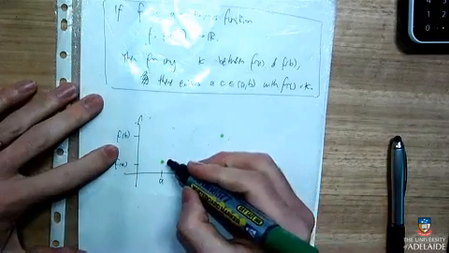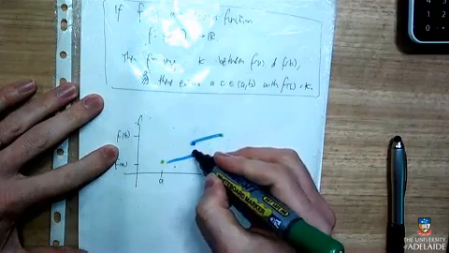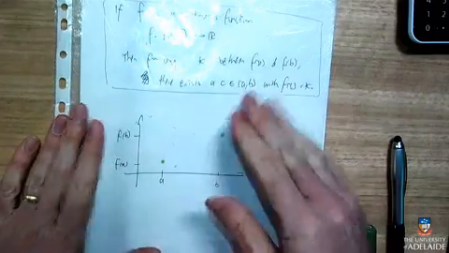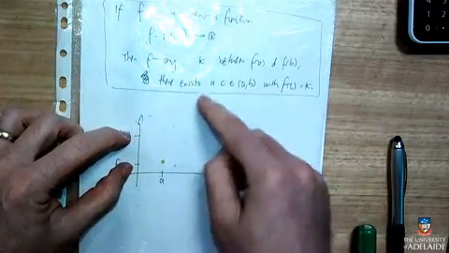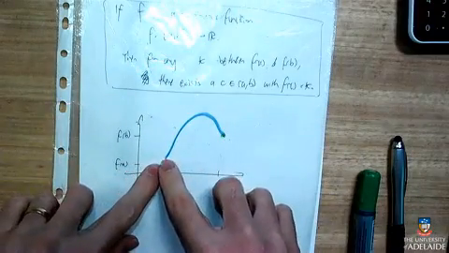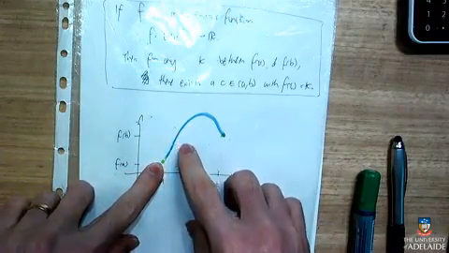If your function has a gap in it, then it won't work necessarily. It might still work anyway. And it doesn't have to stay inside f of a to f of b. It can go up outside that zone. And that's fine because it still achieves everything between f of a and f of b somewhere. It's just really early on.